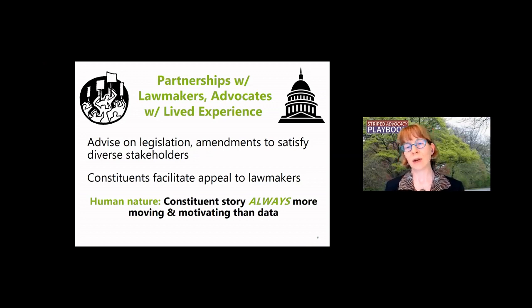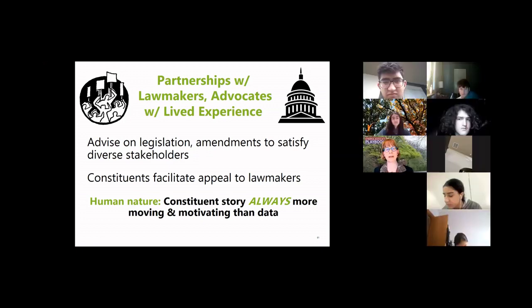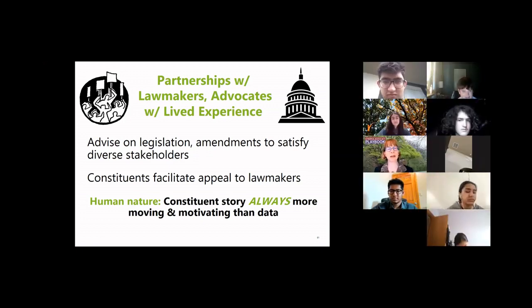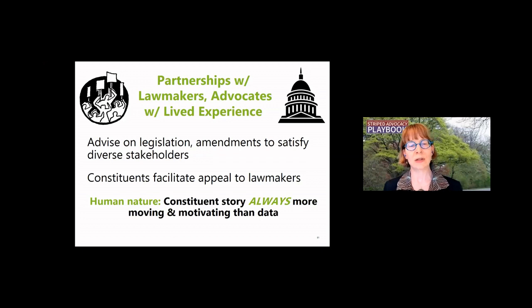We're advising them, together coming up with advice on legislation and amendments to satisfy diverse stakeholders. It's very important that constituents be part of this, and youth are a very powerful voice in this issue. But no matter what kind of policy work you're doing, you want to have constituents of the lawmakers be part of it, community organizations, and people with lived experience.